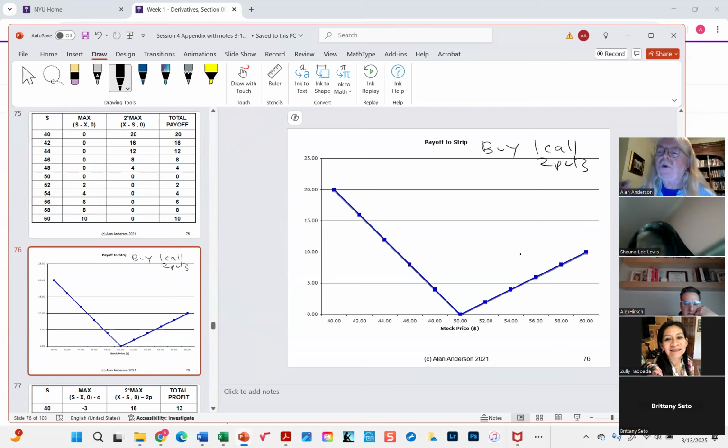So that means you think the FDA is more likely to not approve the drug than approve it, because on this side, you notice the slope is equal to 1. On this side, the slope is equal to -2. So that means on the upside, every $1 increase in the stock price adds $1 to your payoff. On the downside, every $1 decrease in the stock price adds $2 to your payoff. Okay, so it's 2-to-1 instead of 1-to-1.